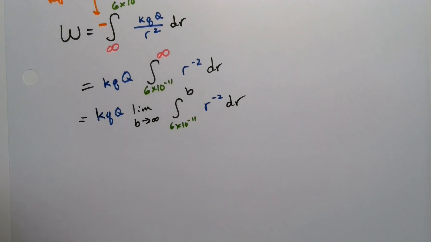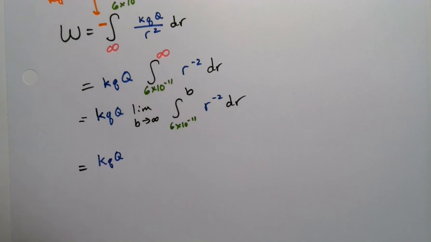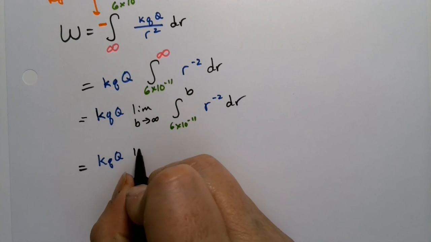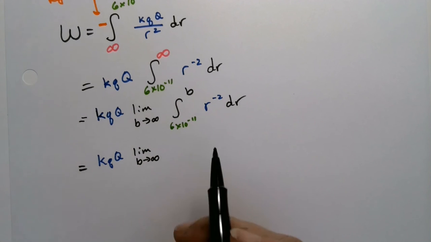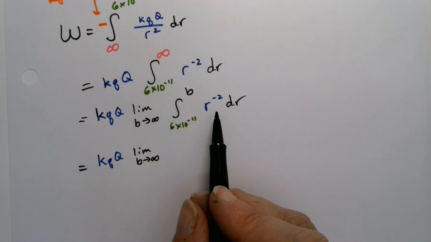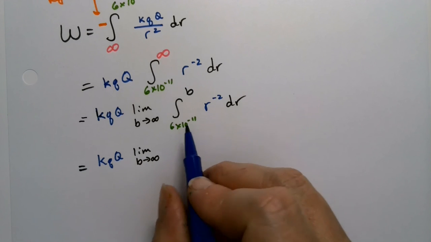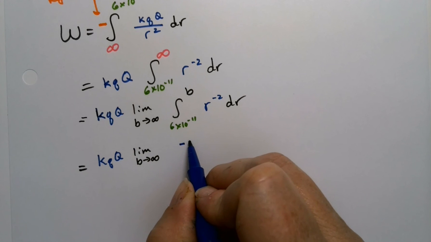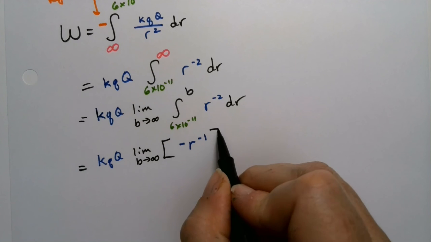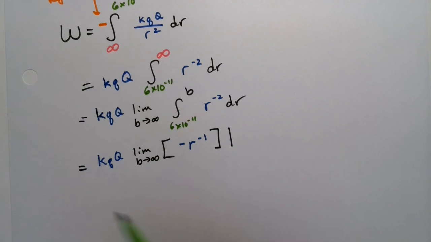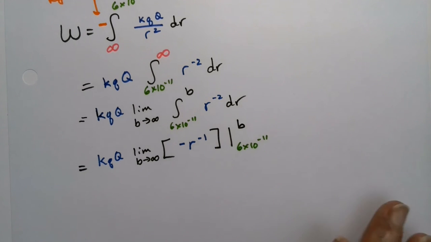All right, so that's equal to, again, KQQ, and then limit as b goes to infinity. And I can integrate this. The integral of that is r to the negative 1, which is negative 1 over r. Sorry, r to the negative 1 times negative 1. So it's negative r to the negative 1. Let me just do it that way. I'm going to take that from 6 times 10 to the negative 11, I keep saying that, sorry, to b.